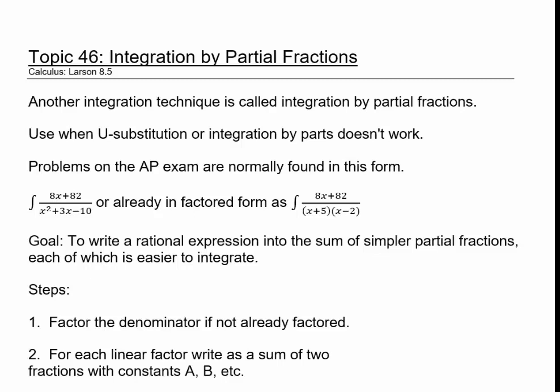So this is your third integration technique that you learn in this class. Remember, the first one was U substitution. You should always try that one first. The second one we learned in topic 45, which is integration by parts. That's when you have two variable terms that are multiplied together. So for instance, something like x squared times cosine x, that would be integration by parts, and you use the formula uv minus the integral of v du. And then topic 46 is called integration by partial fractions. So obviously you're looking for something that's a fraction.